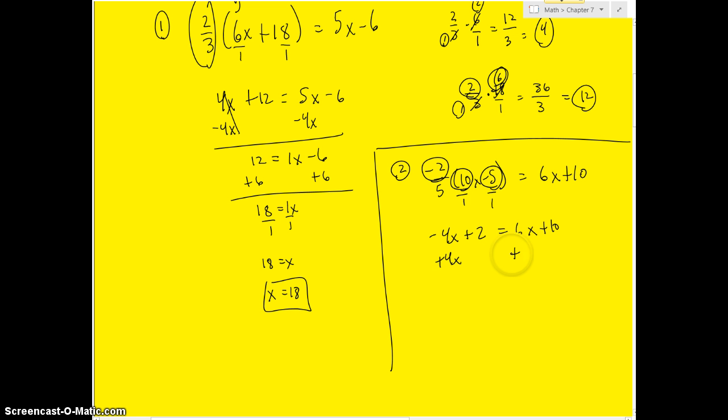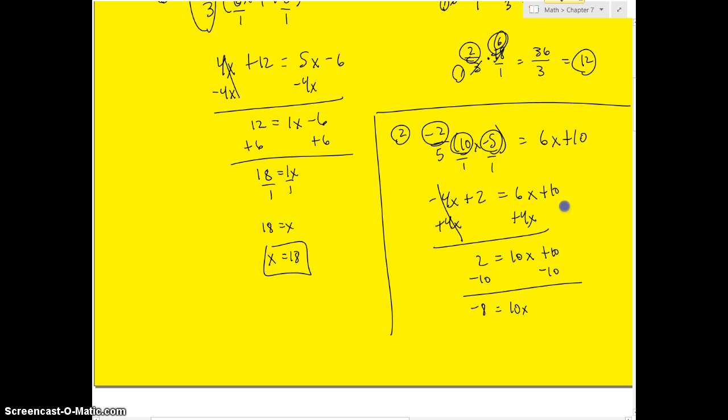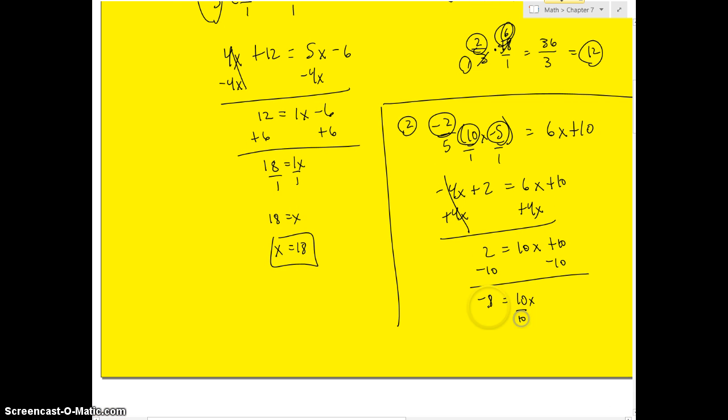We'll add 4x to both sides, so that gives me 0. And we have 2 equals 10x plus 10. We'll subtract 10 on both sides. Leaves us with negative 8 equals 10x. I know I'm going through this quickly, but we've already seen this before. Divided by 10 on both sides, and we know that we always simplify. So our answer is negative 4/5 equals x, or x equals negative 4/5. Either way works.